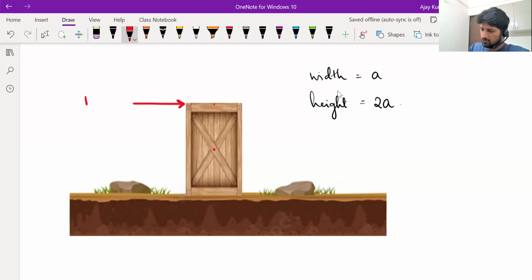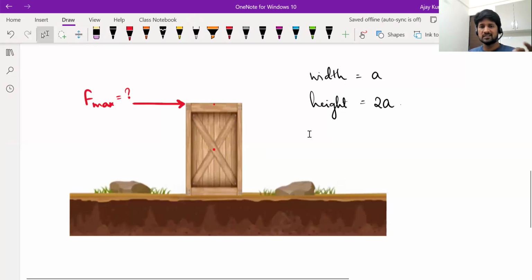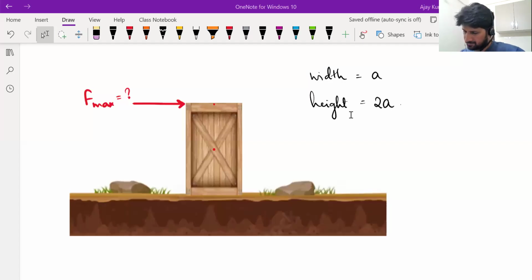I want you to find out how much maximum force can be applied in this manner such that the box does not topple. Try. I'll give you all 2 minutes. What is the maximum value of F such that the box does not topple? You can take mass of the box to be M. Answer should be in terms of mg.